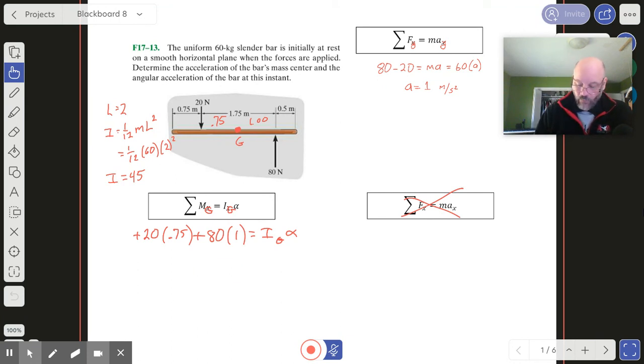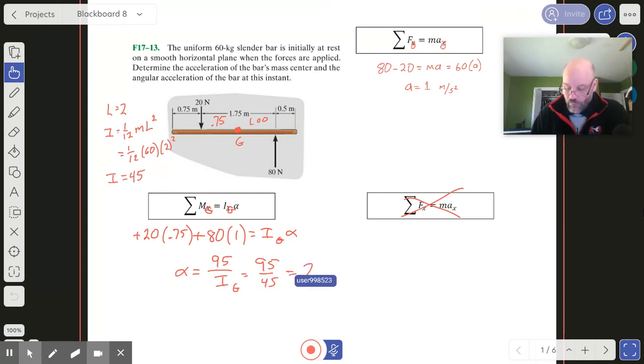So then once we do some math there, alpha turns out to be 95 over I_G, which was 95 over 45. And that's equal to 2.11 radians per second squared. Okay, just like that. And that's all there is to that one.